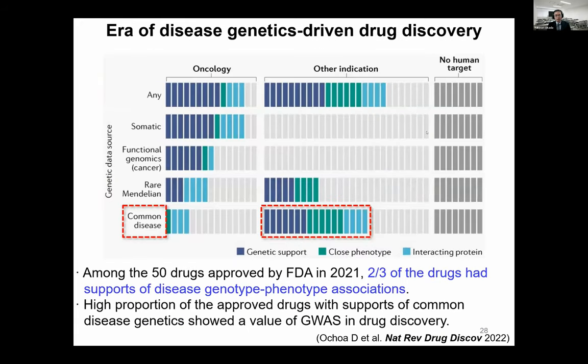And here's an interesting paper. We are now in the era of disease genetics-driven drug discovery. Among the 50 drugs approved by FDA last year, two-thirds of the drugs had support of disease genotype-phenotype associations. Especially, the highest proportion of drugs with genetic support was found for common diseases. So this shows us the value of GWAS in drug discovery. Now, GWAS is the strongest resource for drug discovery.